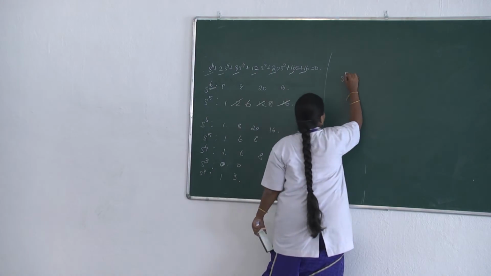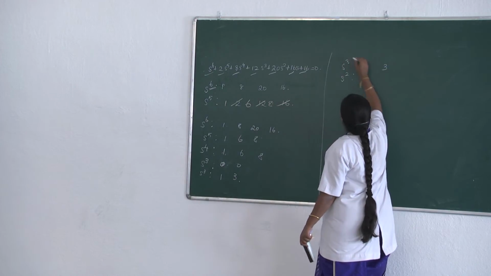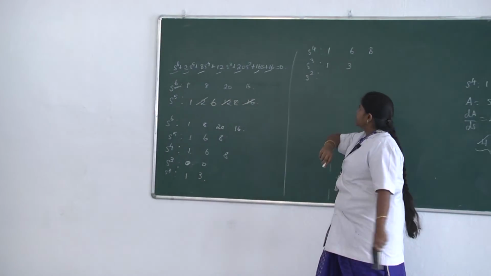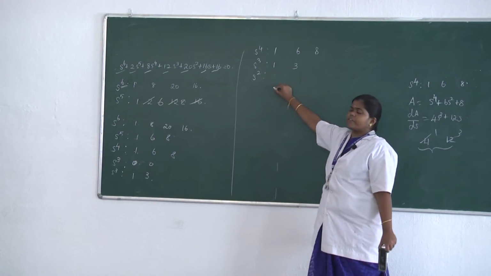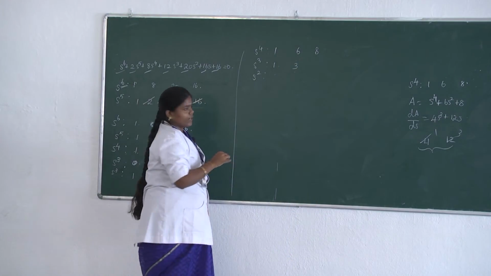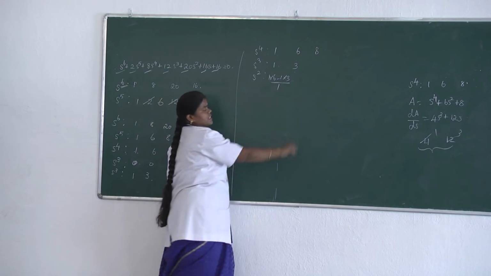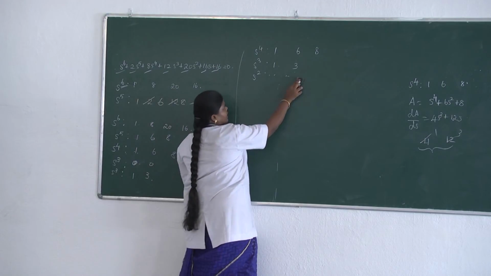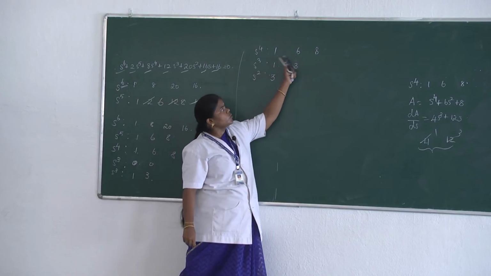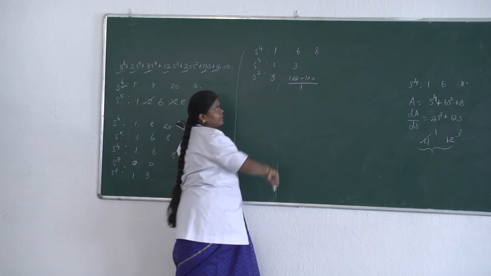So again we have to form the next row, the s square row. Before that, I will take into account the s cube row, which is 1 and 3, and the s power 4 row, which is 1, 6 and 8. So what are the elements of s square? The first element is given by (1 into 6 minus 1 into 3) divided by 1, which is 6 minus 3, that is equal to 3. So let me replace this with 3. And the next element is given by (1 into 8 minus 1 into 0) divided by 1, which is 8.